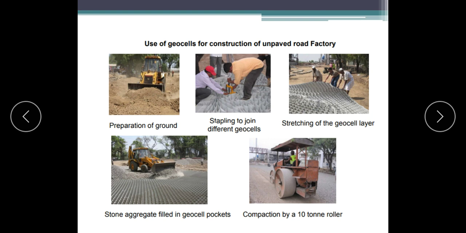This is a simple explanation. In figure 1 we have preparation of the ground, then stapling to join the different geocells so we can spread over a larger area, stretching up the geogrid layer. Then stone aggregate is filled in the geocell pockets, followed by compaction by a 10-ton roller. This is unpaved road construction in a factory.